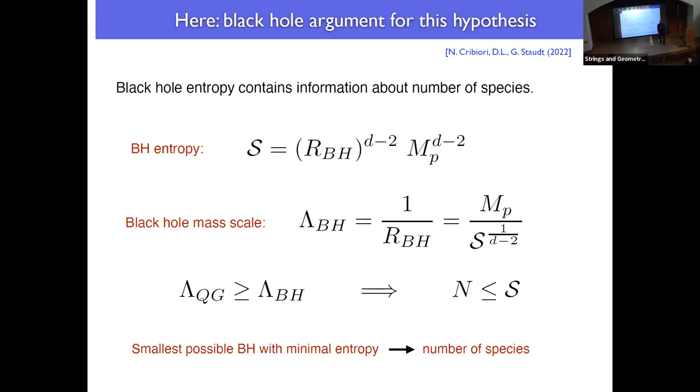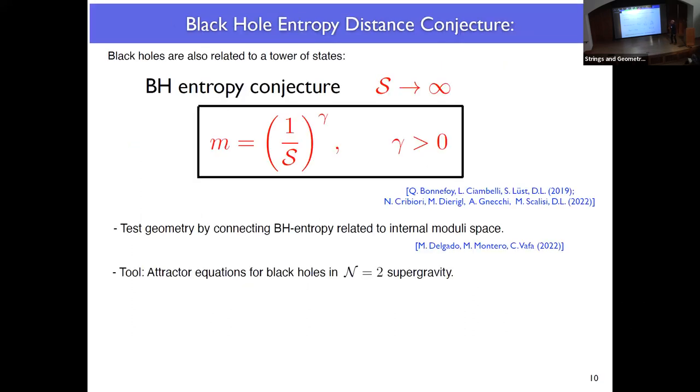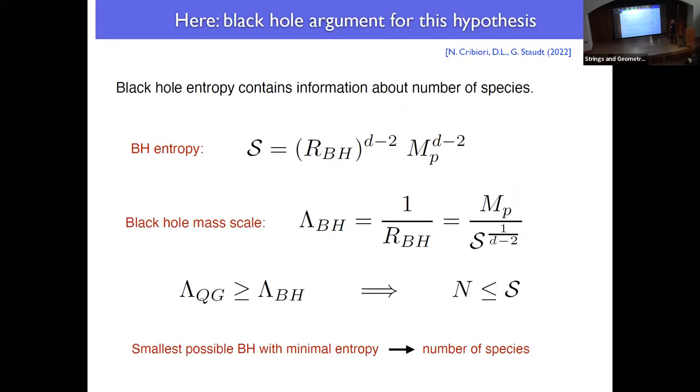In fact, I think it is already known for some time that the black hole entropy indeed contains some information about the number of species. And the argument roughly goes as follows. If you look at the black hole entropy, it is given by the Schwarzschild radius with the power d minus 2 times the appropriate powers of the Planck mass. So S is a dimensionless quantity.